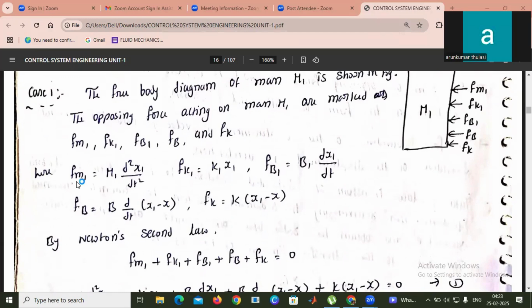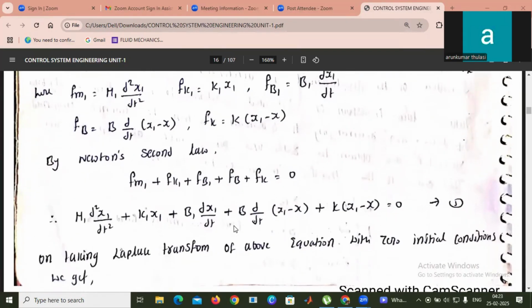We can represent Fm1 is equal to m1 into d square x1 by dt square, because x1 is the displacement with respect to mass 1. Fk1 is equal to k1 x1. Fb1 is equal to b1 into dx1 by dt. Fb is equal to b into d by dt of (x1 minus x). Fk is equal to k into (x1 minus x). So here the B element and K element are common for both mass elements. That's why they will experience the difference of displacements.